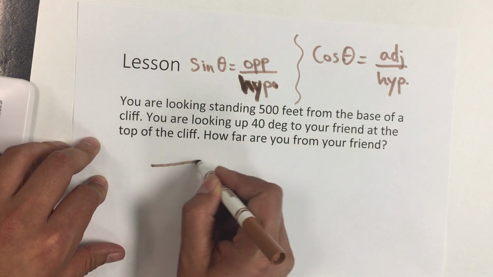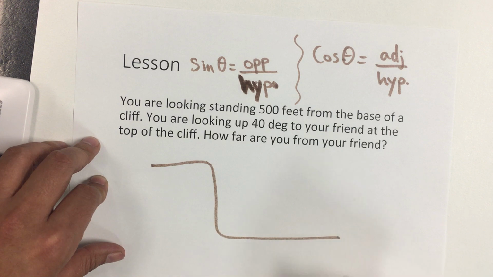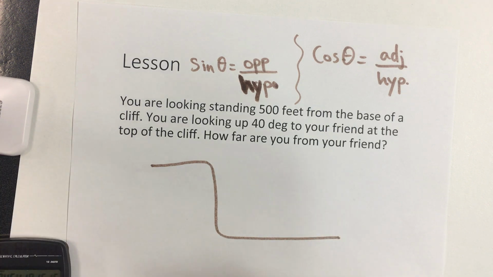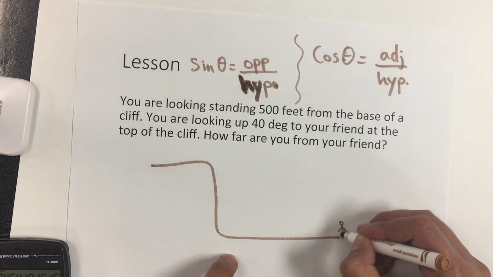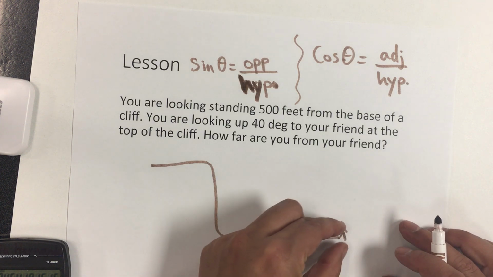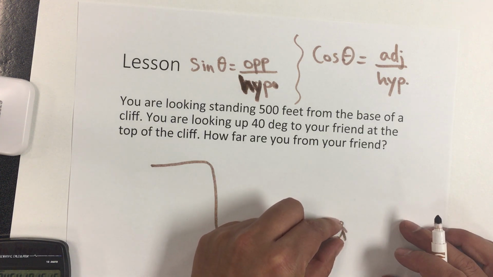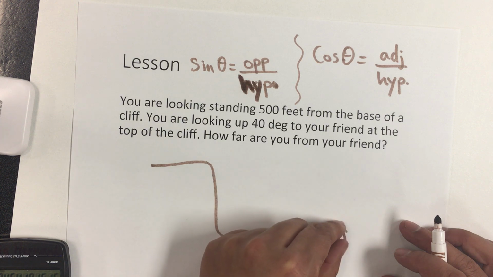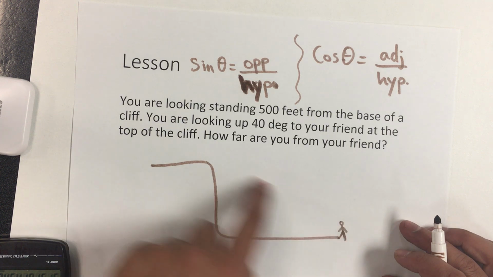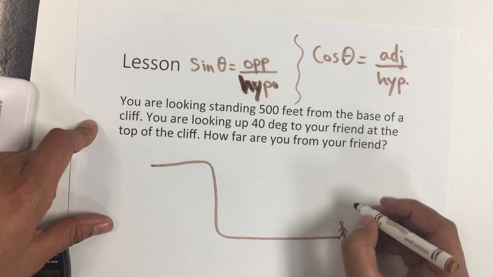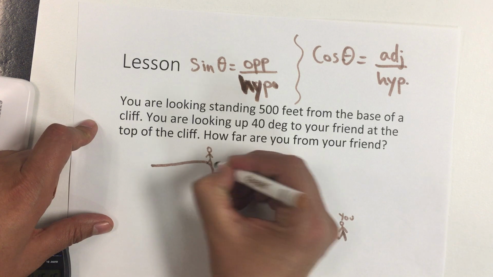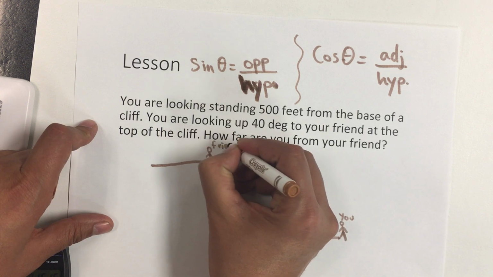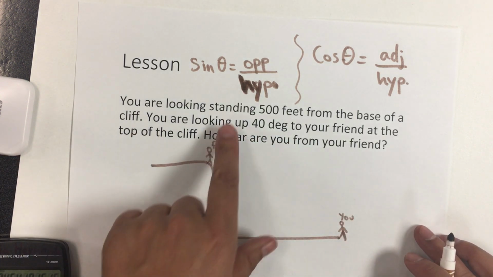So there's a cliff, okay? And you're standing looking up. So you're down here. Now some word problems said that you also are 5 feet tall or something like that, and you would have to add that at the end if it does include that, but in this case it doesn't say that. Okay, so this is you, and then your friend is at the top of the cliff.